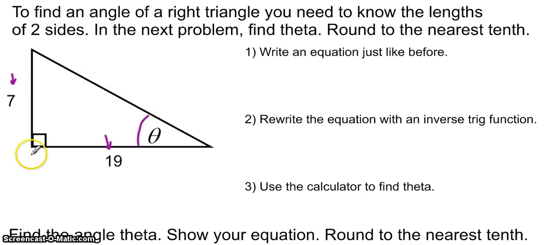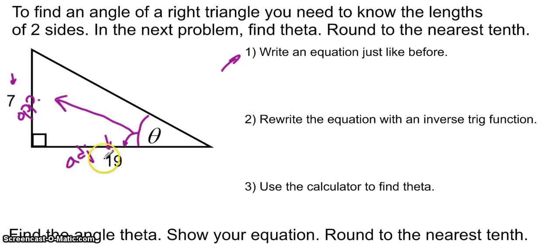And remember, we can use any two sides. In this case, it looks like we've got the adjacent side and the opposite side. Remember, we've got the adjacent side because it is adjacent to this angle theta that we're trying to find, and the opposite side because it is across from or opposite from the angle theta that we're going to try and find. So, to start, we're going to write an equation just like before.